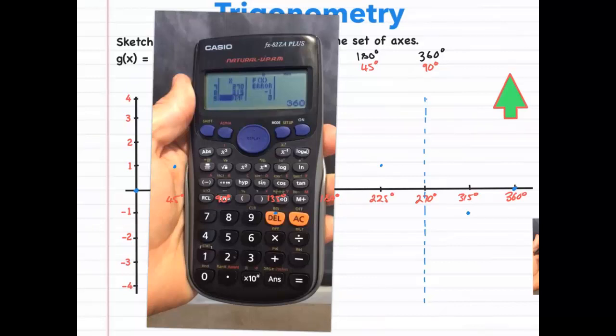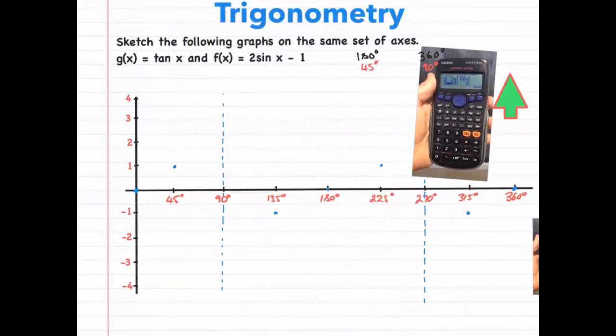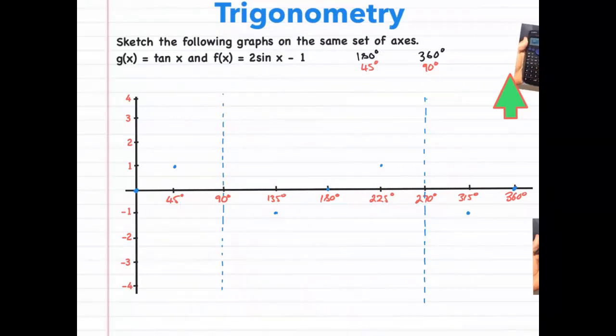Okay, so basically I want to take my calculator and put it away. And once I put that away, this is all the points for my tangent function. It's a positive tangent function, so we know what that looks like. It starts and goes up towards the asymptote, and it starts at 180 and goes down towards the asymptote, right? So let's draw that in.